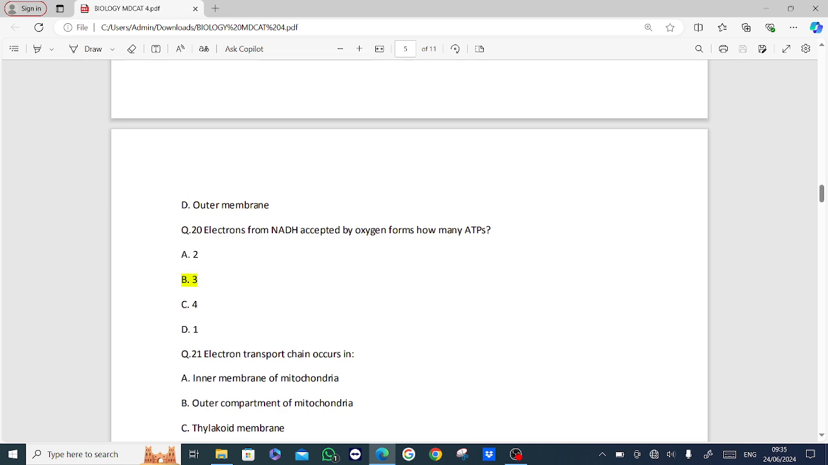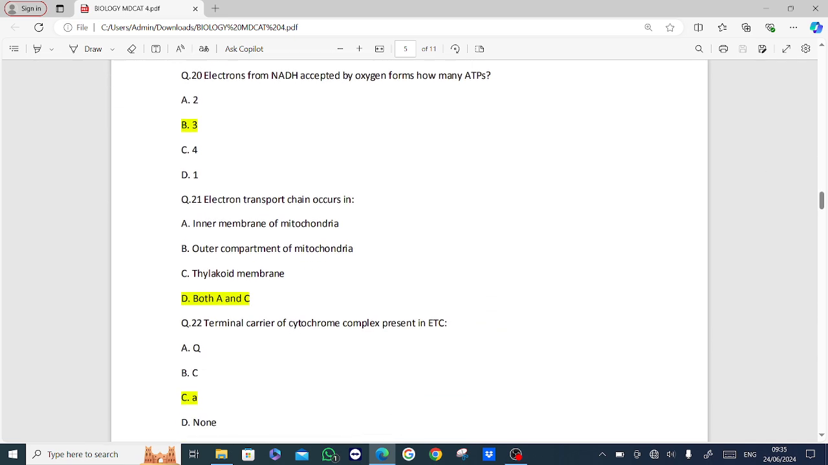Next MCQ is: electrons from NADH accepted by oxygen form how many ATPs? Options are 2, 3, 4, 1. Answer is option B, 3.